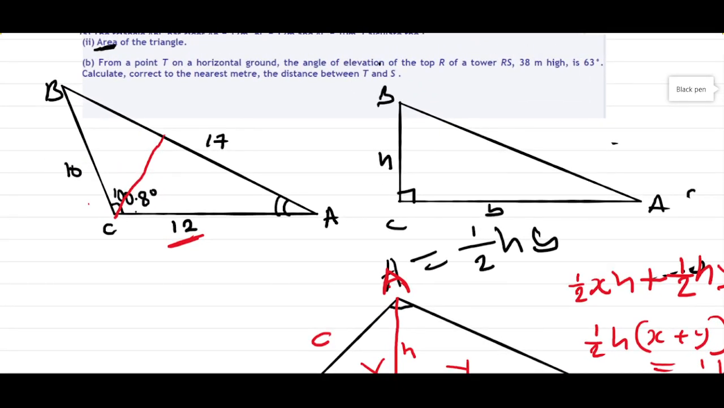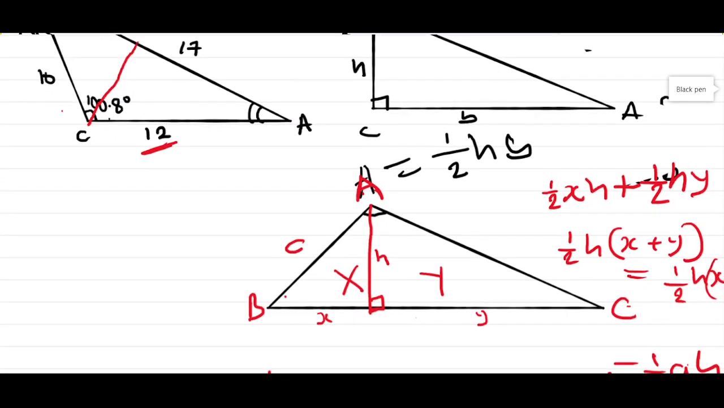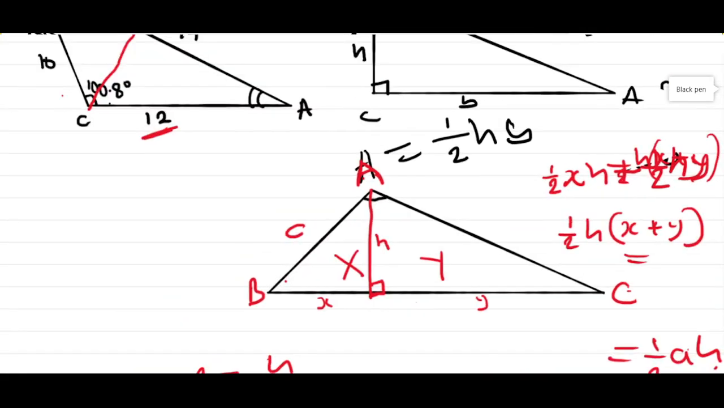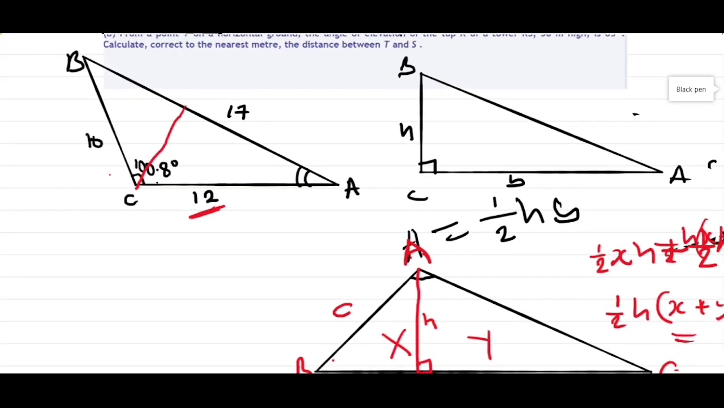Having discovered the formula for the area of the triangle, we are going to apply it here. So if this is the triangle here, the formula for the area is half of, let's say, ab sine of this angle. So it says half of ab sine C.